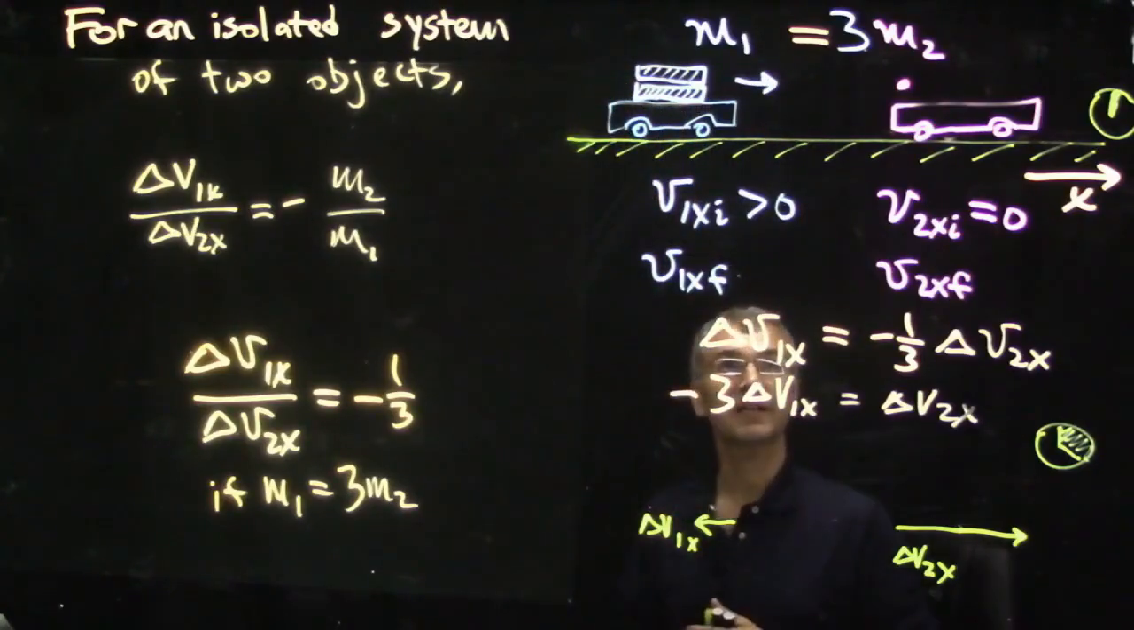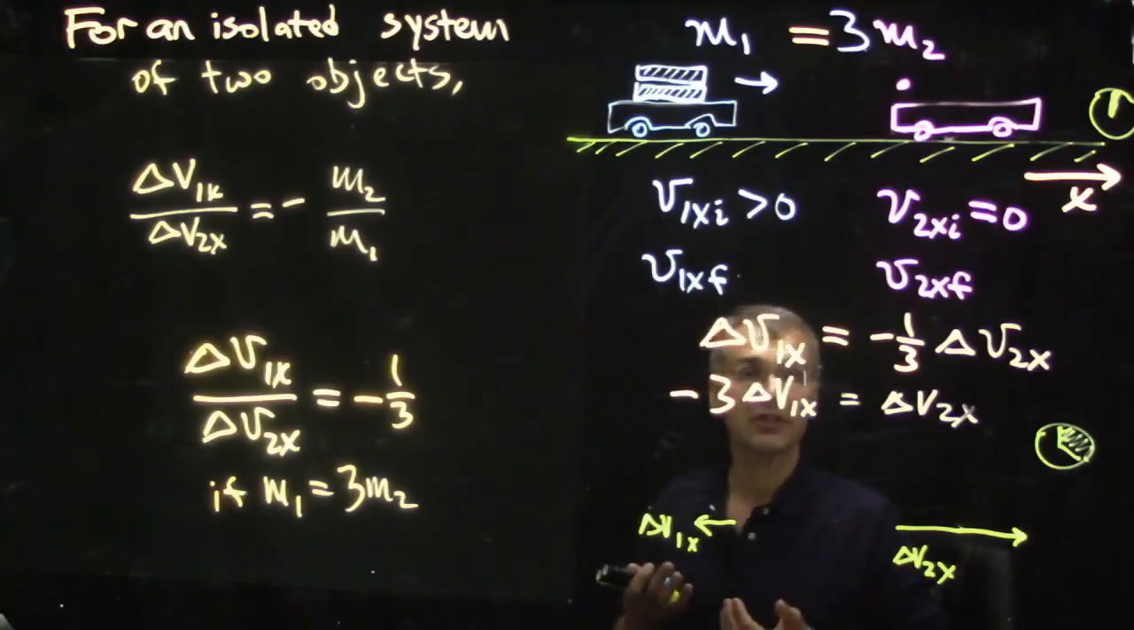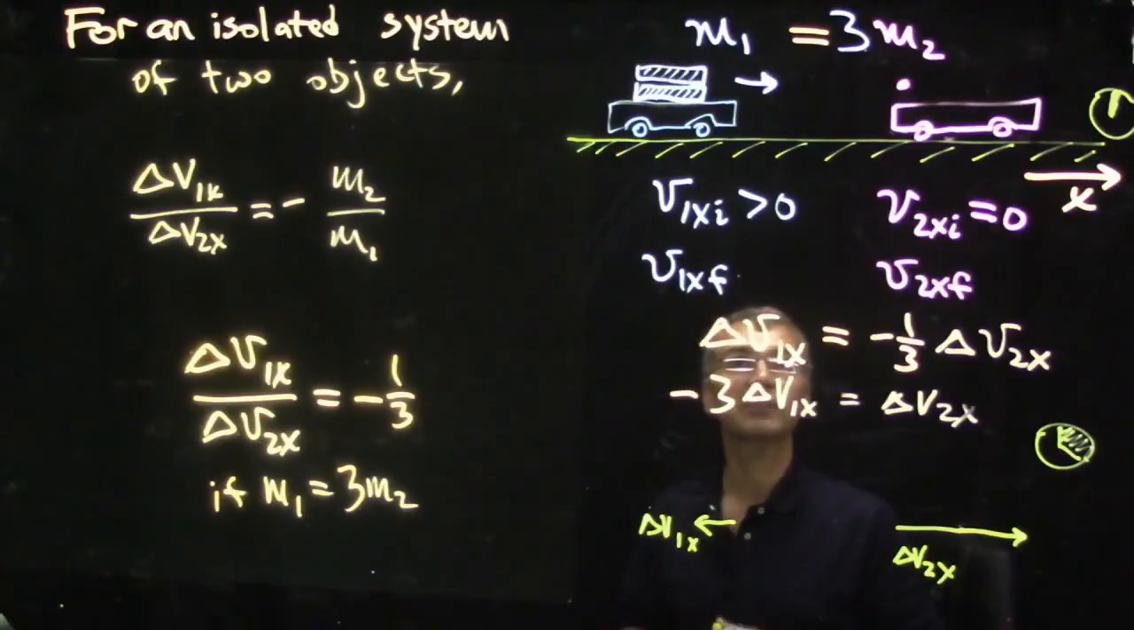So this is a little bit like a moving truck hitting a stationary car where nobody is stepping on the brakes, except that the mass ratio now is even bigger. So the change in velocity of cart 2 will be 3 times the magnitude of the change in velocity of cart 1.